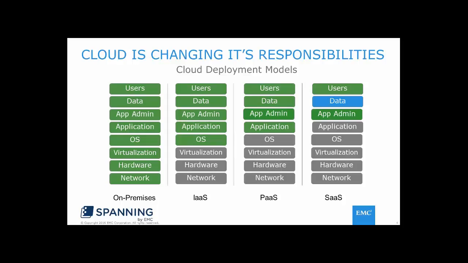But the reason you go to the cloud is to let someone else take care of some of that for you, especially the network and the hardware, the virtualization. When you go to Infrastructure as a Service or Platform as a Service, IaaS and PaaS, you give up a little bit of that control. But when you move to Software as a Service, you give up control of pretty much everything that was in your data center, including the application. But consistently throughout all of the different deployment models, you're still responsible for your users, for administrating the application, and for your company's data.